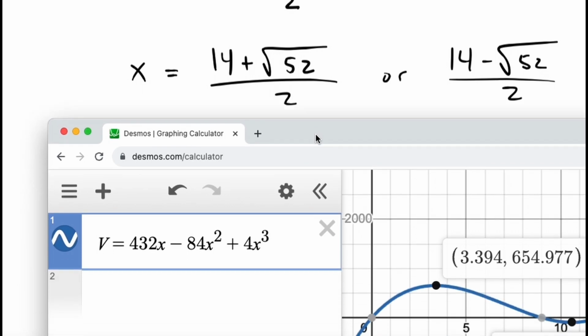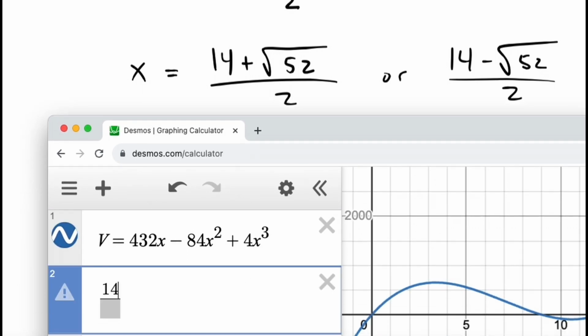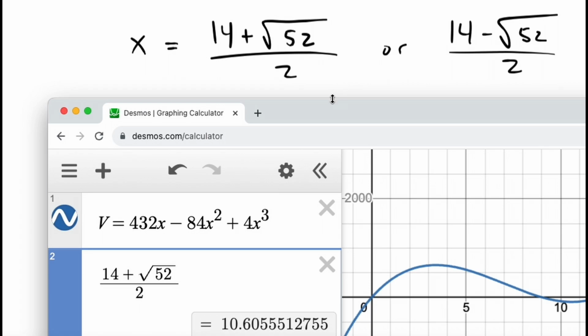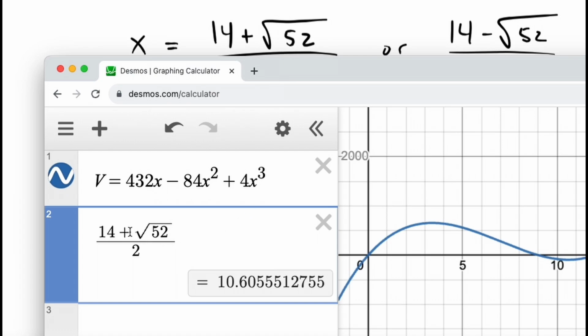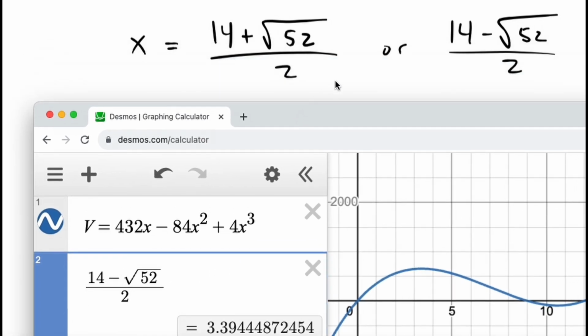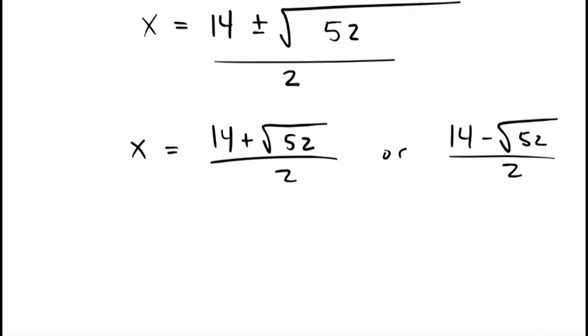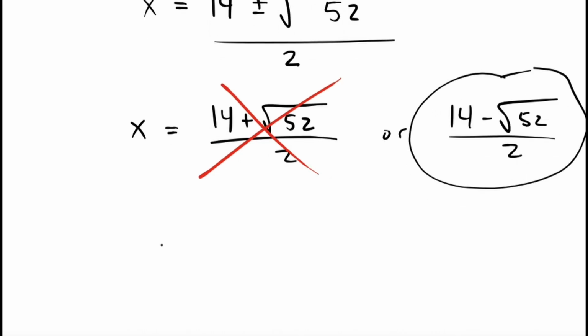Now, let's see what these come out to. Okay, so one of the results is 10.6, that's this one. And the other is 3.39. So just by looking at the objective function, this is not the correct solution. This one is. Now we know that the side of the square that's cut out needs to be about 3.39.